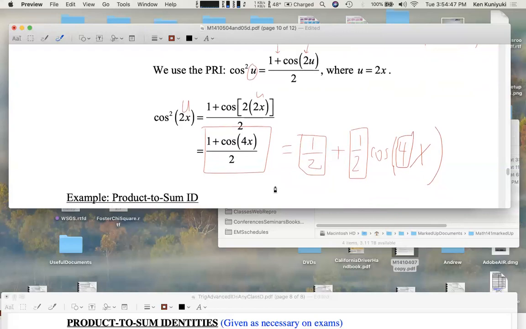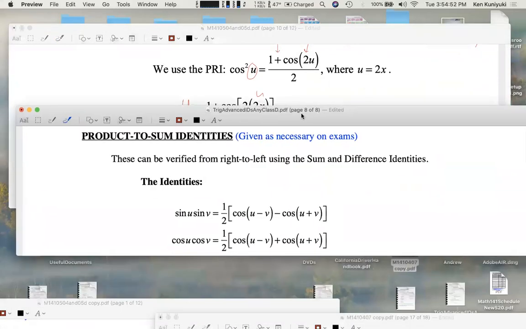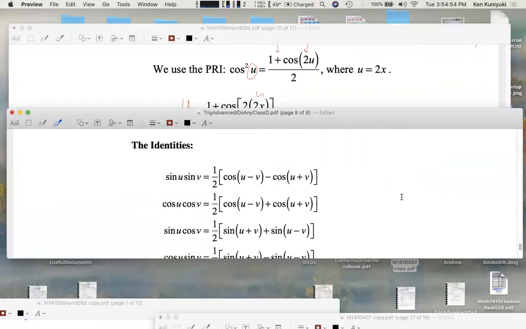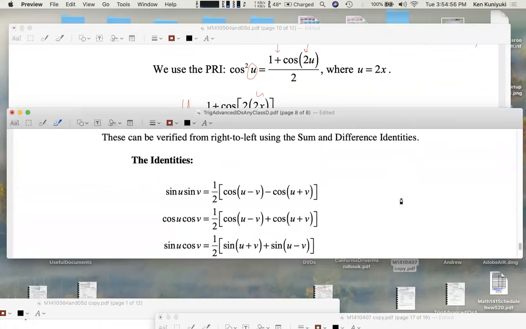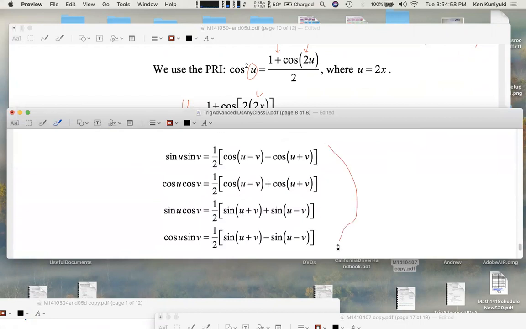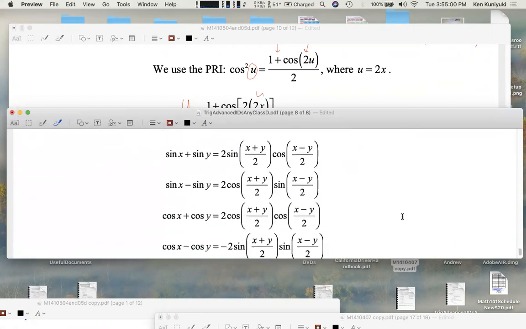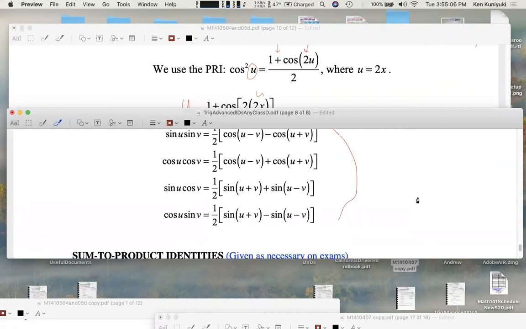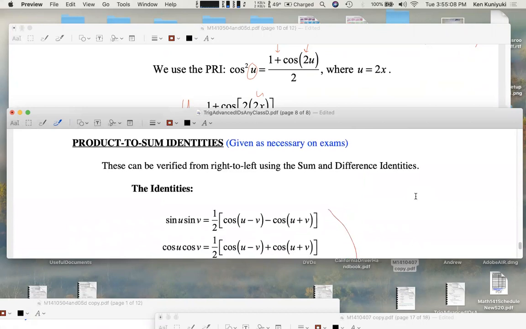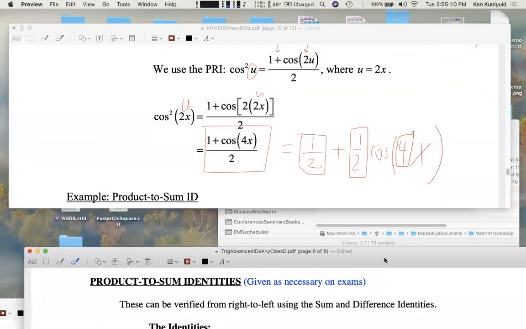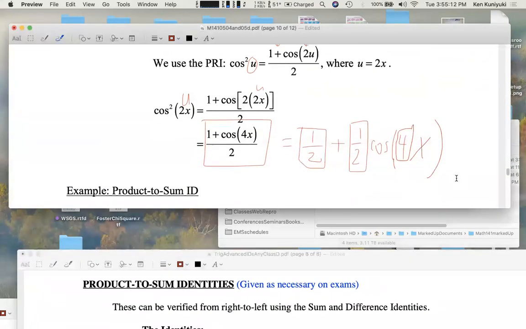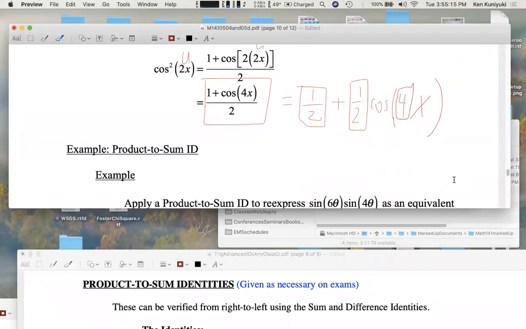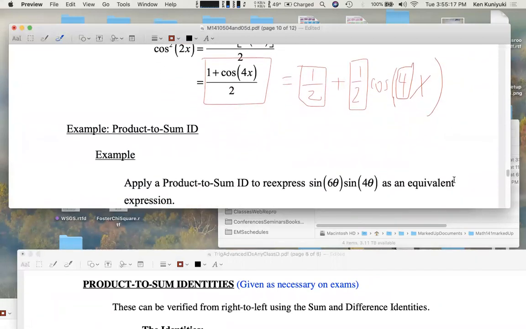Okay, next up, the 8 identities that you don't have to memorize, but if I give you the appropriate block, if I give you the block of product to sum identities here, these 4, or this block of sum to product identities, these 4, then you can pick which one to use and apply it appropriately. It sounds simple, but many students actually don't get full credit on exams. They make some mistakes.